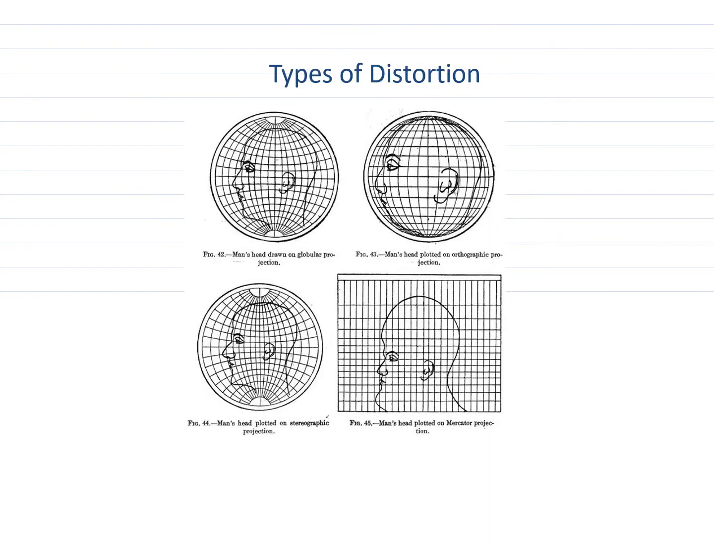Here's an example of how objects can appear distorted on map projections. You'll notice some of these projections look fairly normal. However, the very last figure, figure 45, would be an example of the Mercator projection. As earlier stated, the Mercator projection shows distortion closer to the poles, in this case, the top and the bottom of this map.